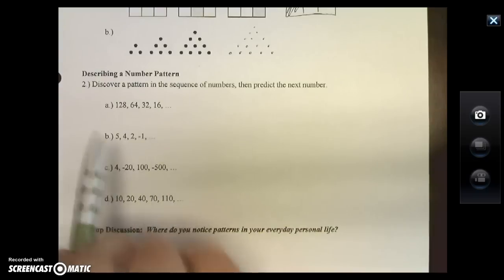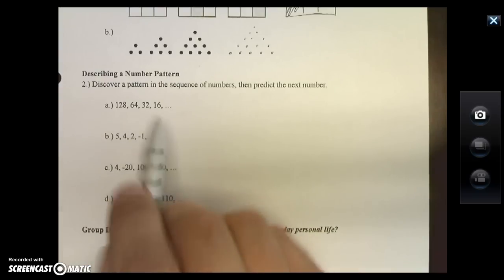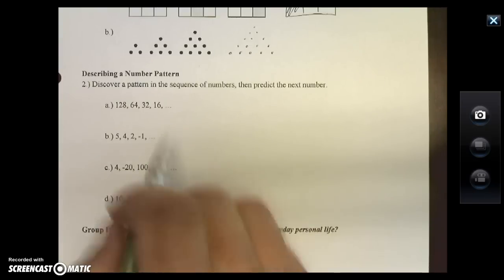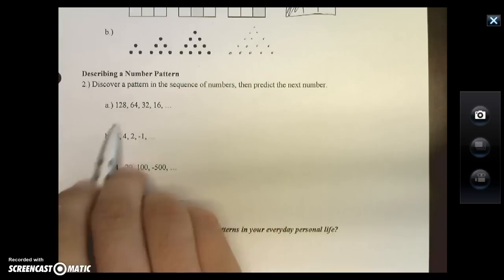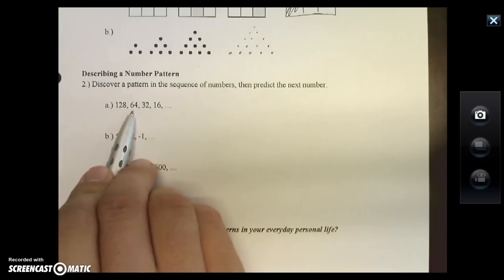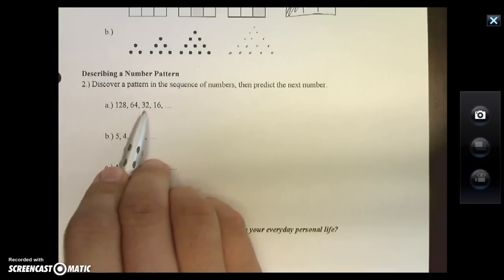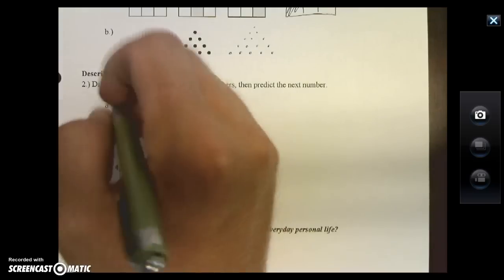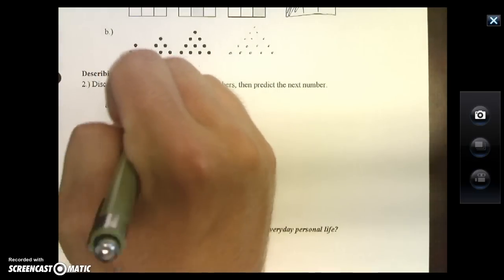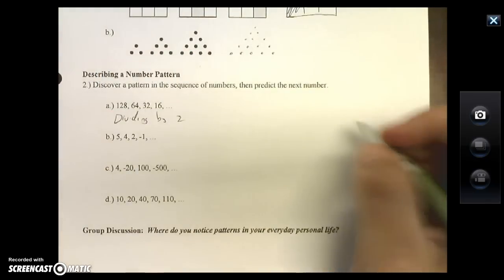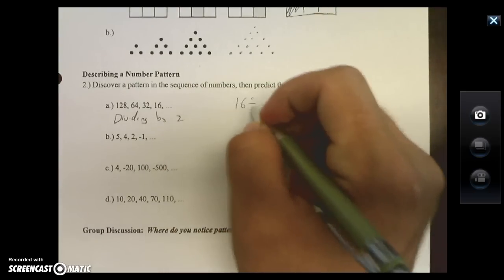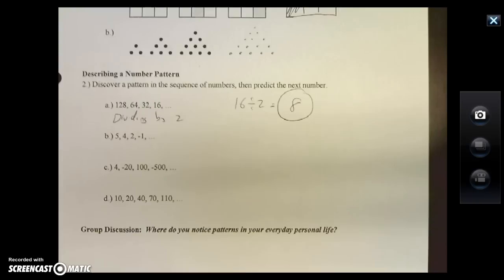For part A, 128, 64, 32, 16, we're going down. When you're going down like that, you're either dividing or subtracting. If you keep taking a look at it, you'll notice I'm subtracting 64 at first, then 32, then 16. So there's no real set pattern there, but I am dividing by 2 each time. So to predict the next number, 16 divided by 2 gives me 8.